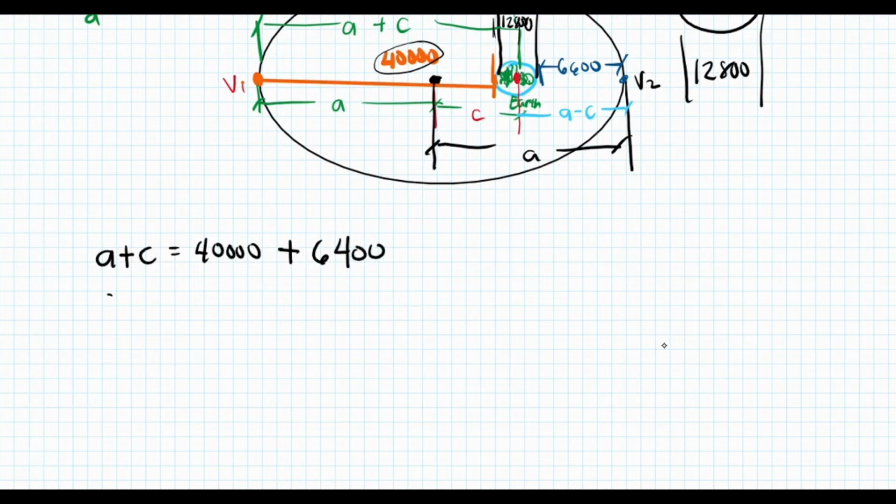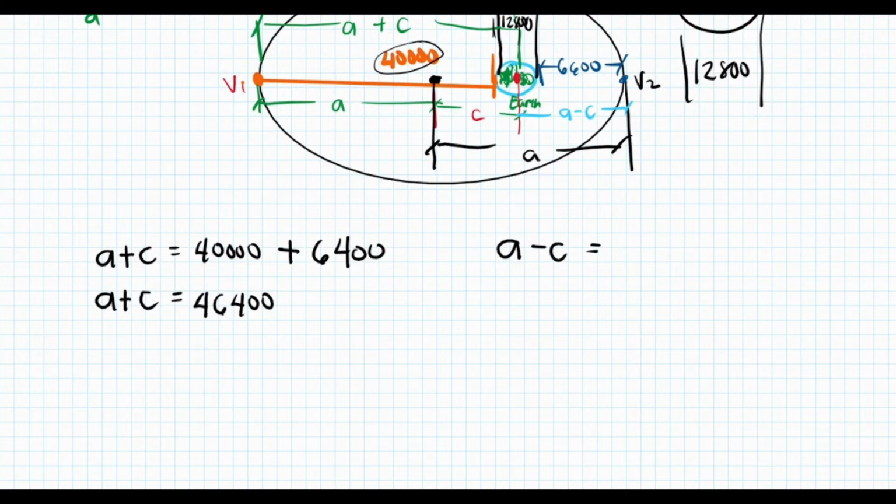Tama? So, that will be your A plus C. And this will be equal to 46,400 kilometers. Pero huwag natin ilagay yung kilometers. Okay? Then, you also have this A minus C. Okay? A minus C. Saan naman siya equal?